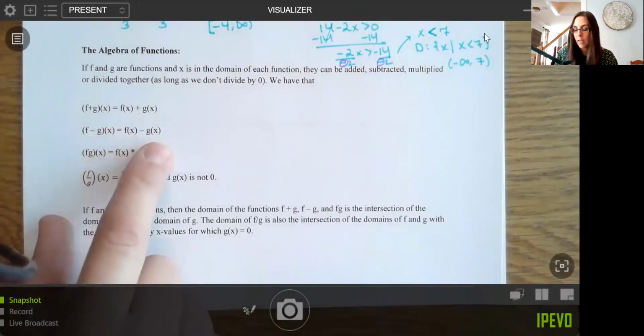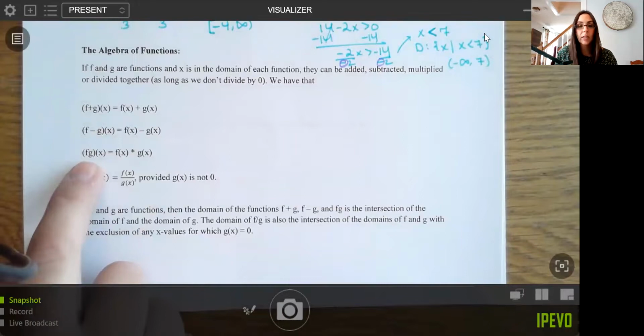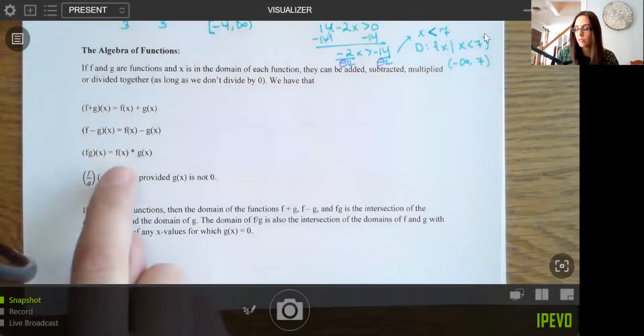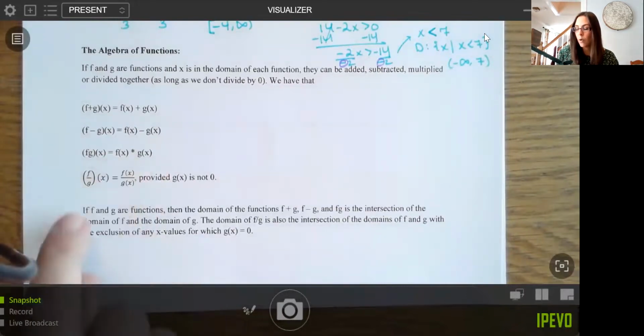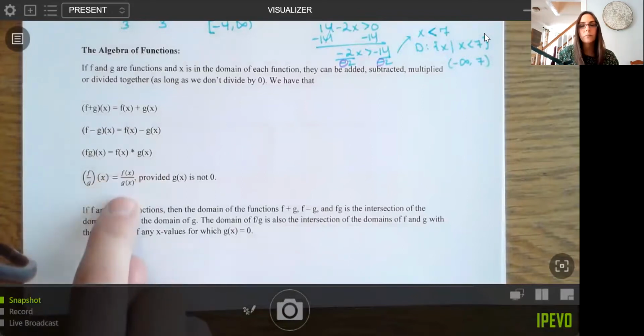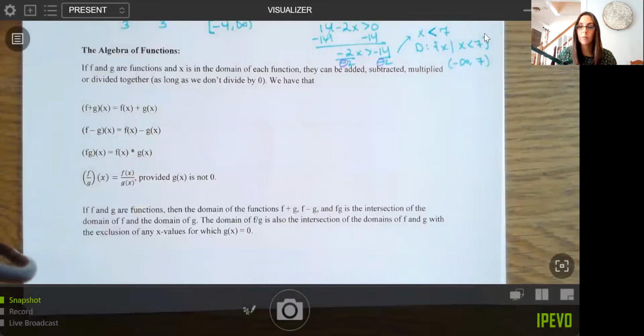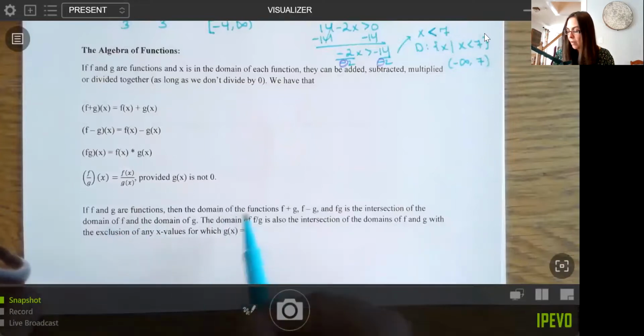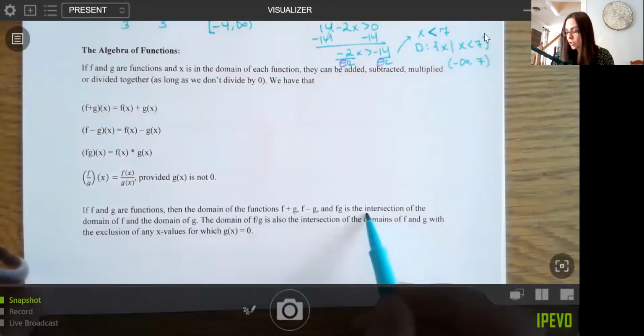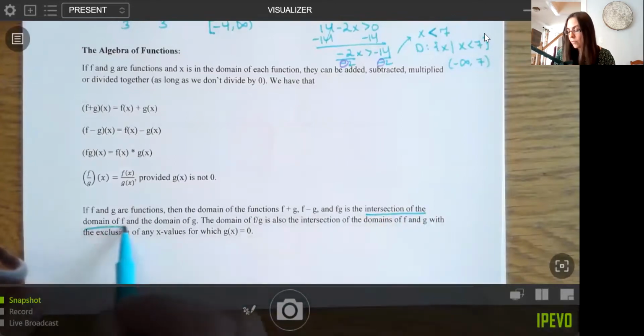fg is f times g, right? Because there's no symbol, so we multiply those two functions together. And f over g means to divide them. So what's going to happen here is the domains are going to basically be the same as the original functions, but put together. So if f and g are functions, then the domain of f plus g, f minus g, and f times g is just the intersection of the two domains of the original functions.